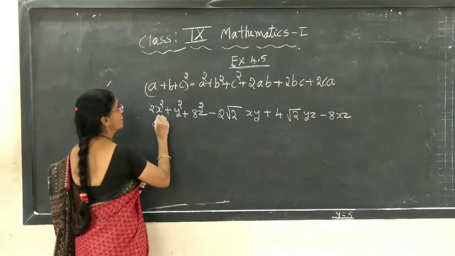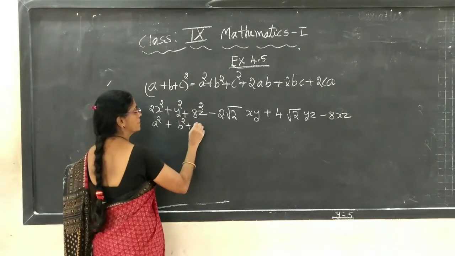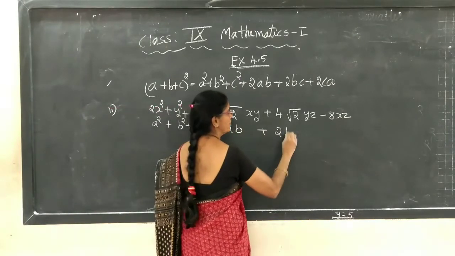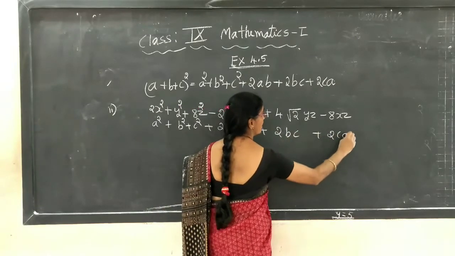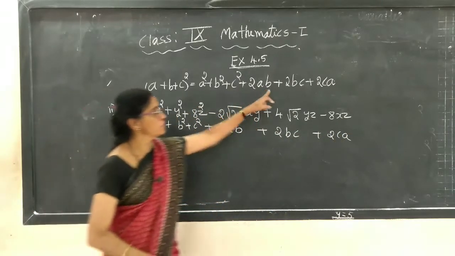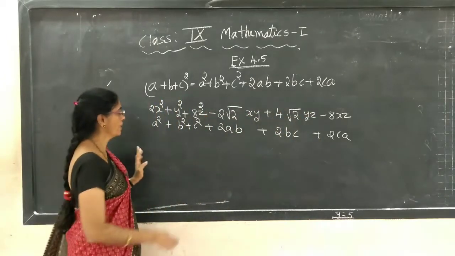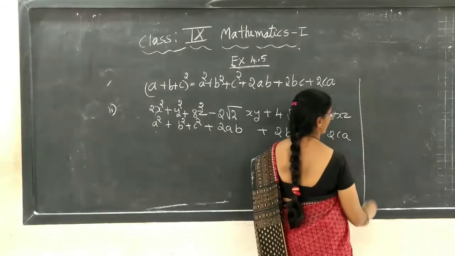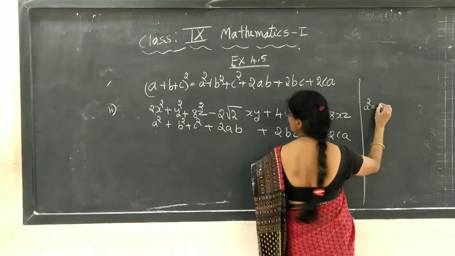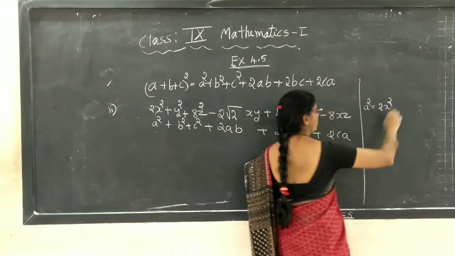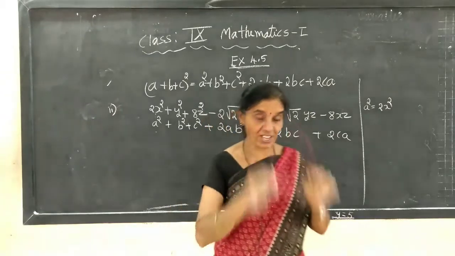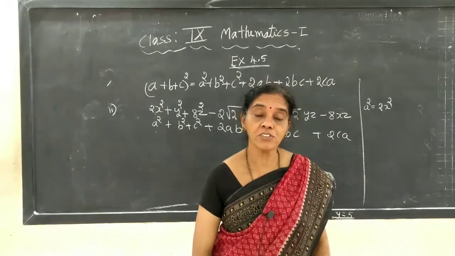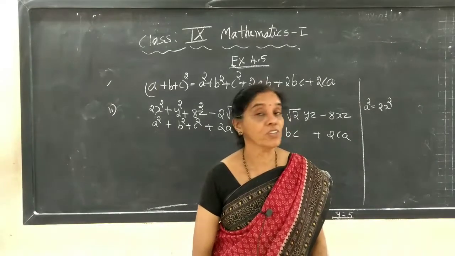So, it is a square plus b square plus c square plus 2ab plus 2bc plus 2ca, according to the formula. Now, in place of a square, what do I have? In place of a square, I have 2x square. Now, which number, if you take and square it, will give 2? Should I take 2? 2 square, I will get 4. So, I should not take 2.